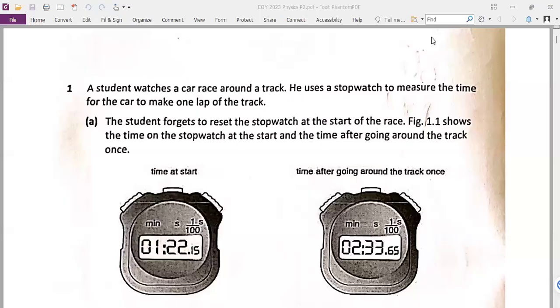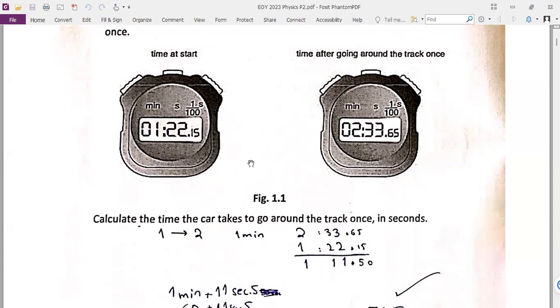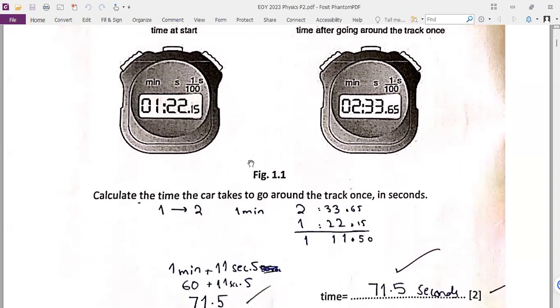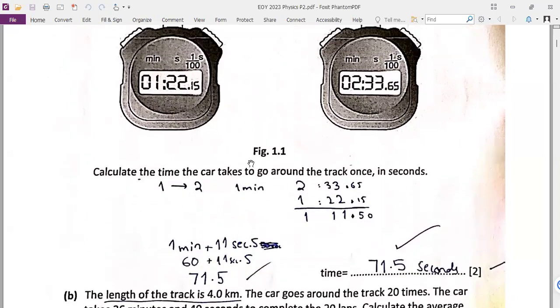So this is 2023 final exam P2 Physics. Question number 1. Two stopwatch readings are shown and you're asked to calculate the time interval. So look at the attempt.